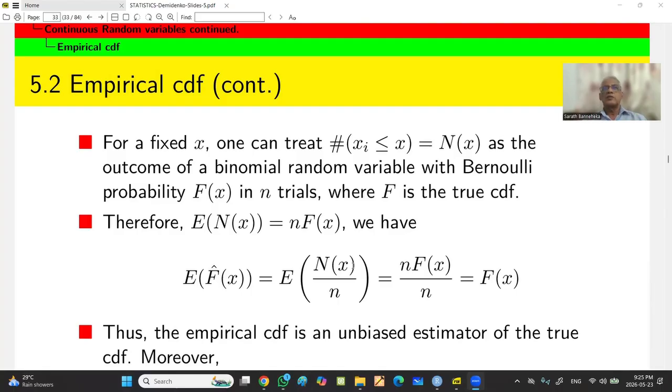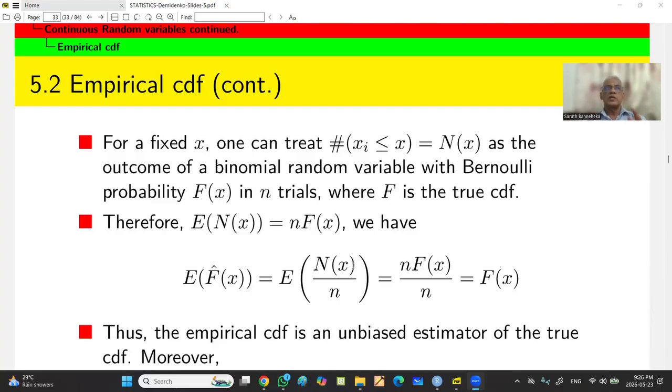And similarly, the probability that x3 is less than or equal to x will also be theta. So therefore, Nx, the number of observations less than or equal to x, will have some distribution with probability theta. What is that distribution? We are looking at n observations. Out of that, some number of observations will be less than or equal to x. The other ones are greater than x.